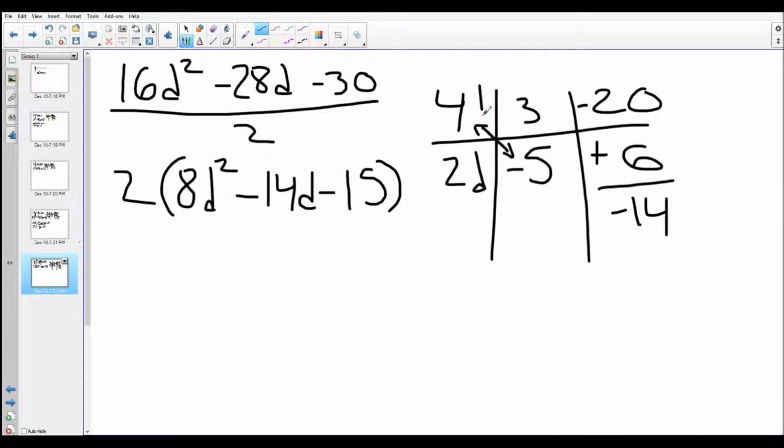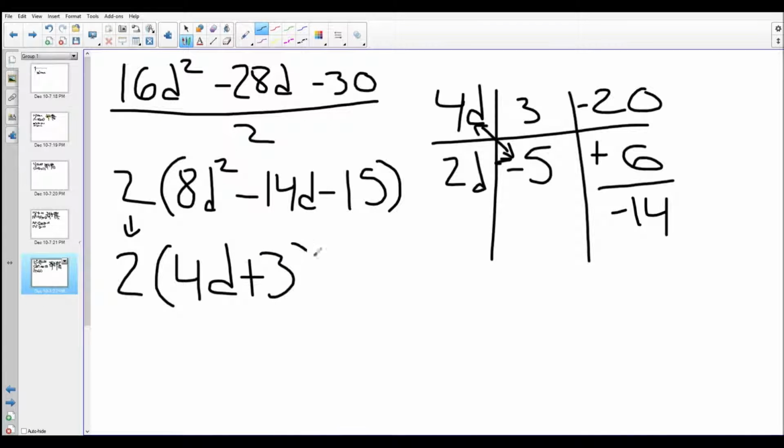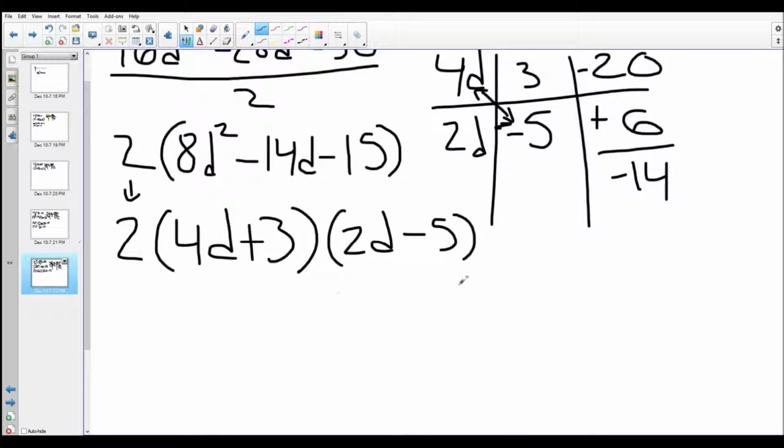Here, remember to put the variable so you remember. And so then we bring down the 2. We don't do anything with the 2, just bring it down. Then we take these two terms and these two, and then we put them in brackets. So 4d plus 3, and another bracket, 2d minus 5. I'm gonna just slide down a little bit.